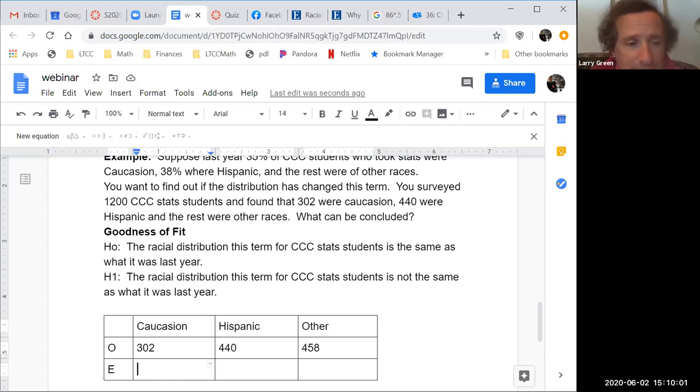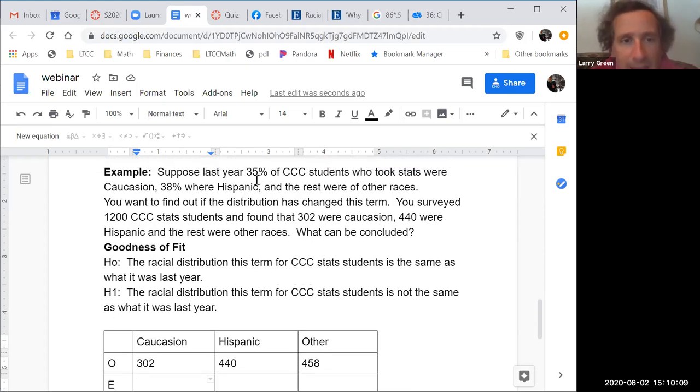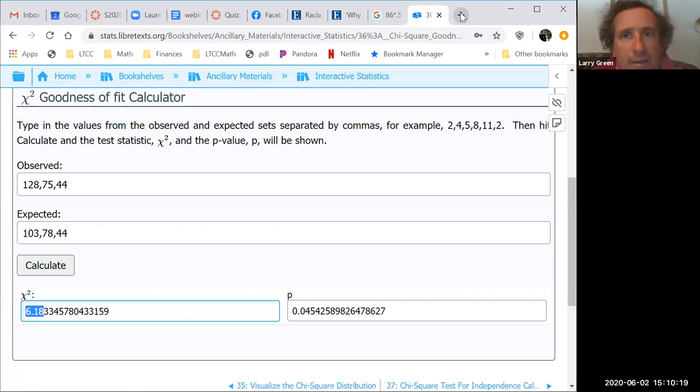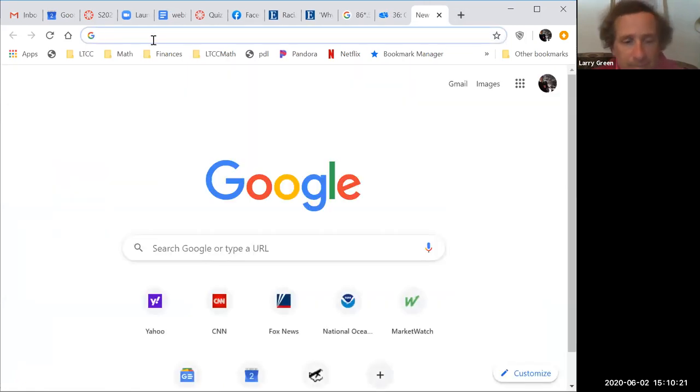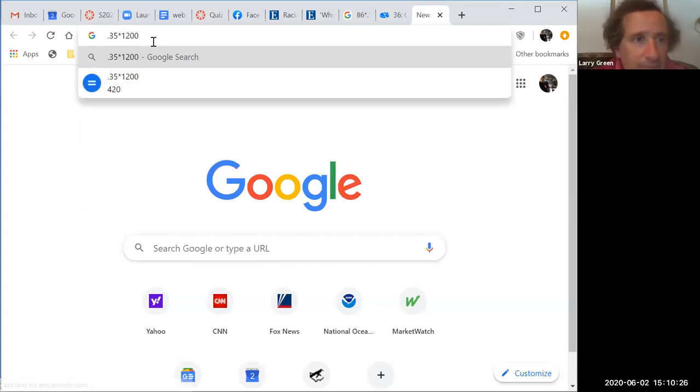Now we want the expected. Okay. So this is different. This is not about being uniform. This is about being the same as last year. Well, last year, 35% were Caucasian. So if we want the expected Caucasian, we take 35% of 1200. So let's do that. 0.35 times 1200. And you get 420.